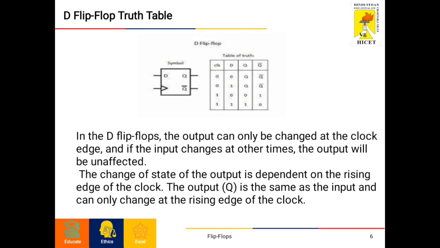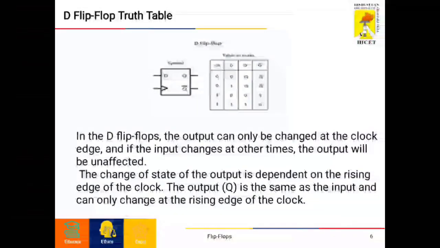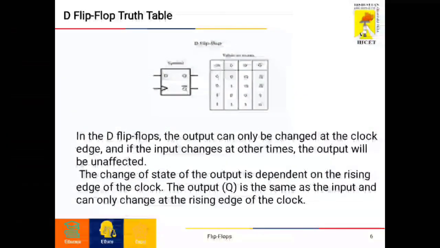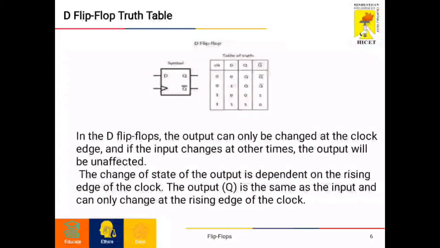For the second output, that is the Q bar, the flip-flop is complemented by the Q output. If Q is equal to 0, then Q bar will be 1, and if Q is equal to 1, then Q bar will be 0. In D flip-flops, the output can be changed only at the clock edge. The change of state of the output is dependent on the rising edge of the clock, and the output Q is the same as the input and can only change at the rising edge of the clock.